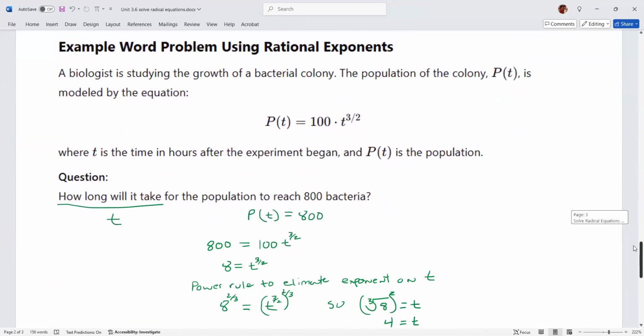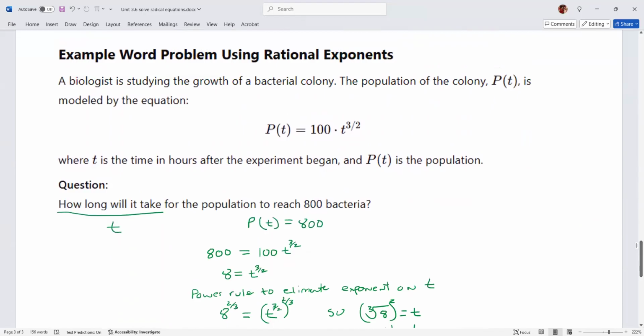Word problems, using some exponents, a couple things to consider. So in this particular problem with growth of bacteria, the T is the time in hours, and P of T is the population of bacteria. And so how long will it take? So they're asking us to solve for T for the population to reach 800 bacteria. Well, that will be the P of T, the population at some time. So what do I do? I replace P of T with 800, and I go ahead and I solve for T.